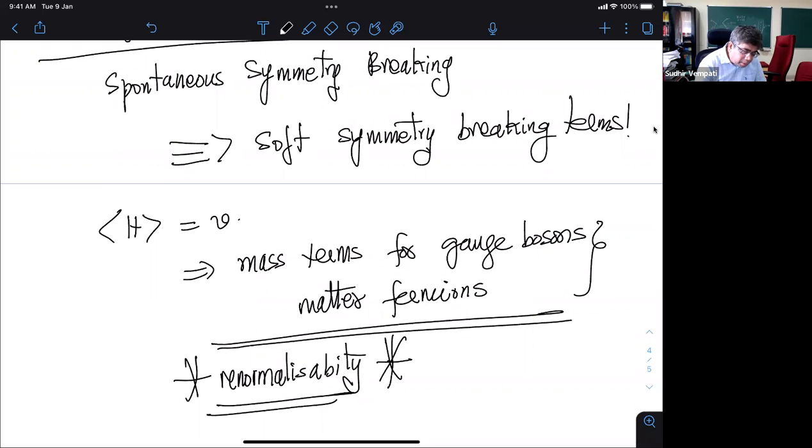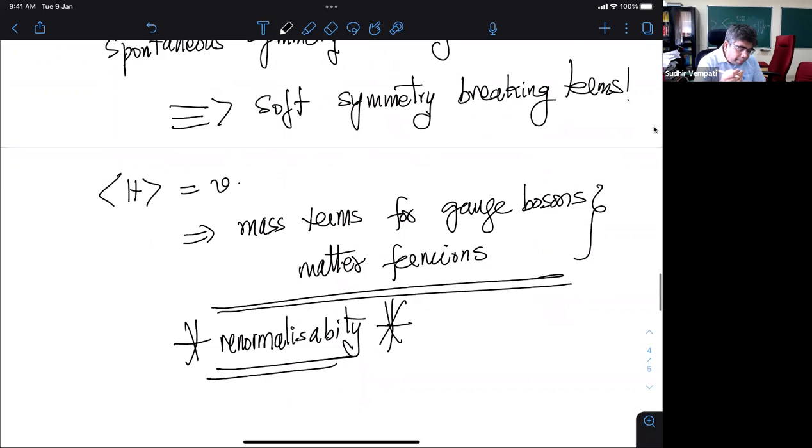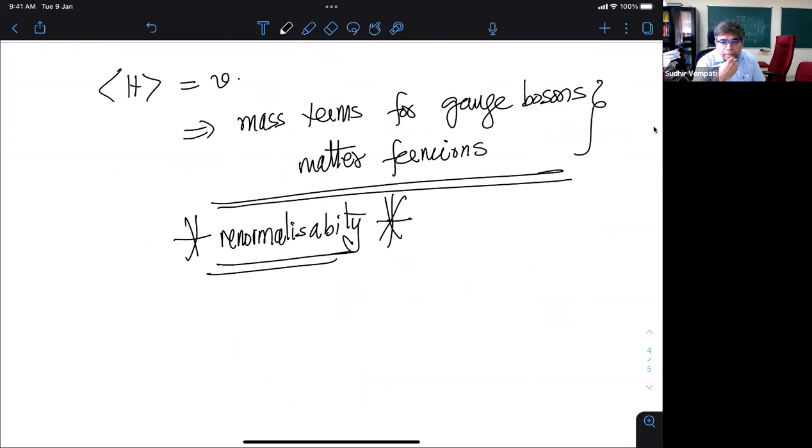Now, why do you want to spoil this by adding explicit symmetry breaking terms? You're adding soft terms. But why can't you have spontaneous symmetry breaking already in the MSSM? For example, why don't you give any squark, or any superfield essentially, a vacuum expectation value? Okay, so let's look at the possibilities.